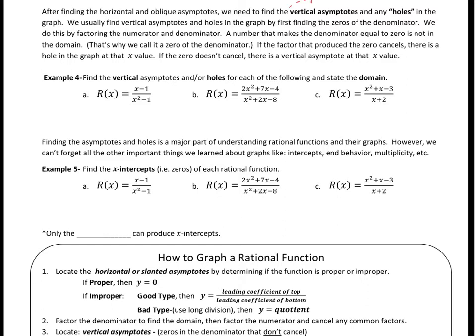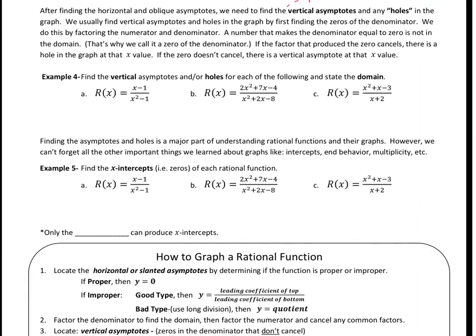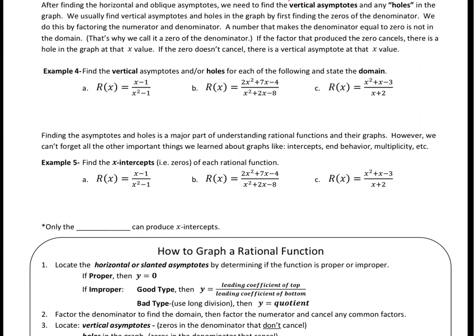All right. So let's do example 4 here. So we have our same 3 functions. We want to find the vertical asymptotes and the holes of each of these and then state the domain. So part A, the top is simplified. Can I factor the bottom though? And what does that bottom factor into? Yeah, x minus 1, x plus 1, correct? So what is my domain here? What can x be? Plus and minus 1, right?